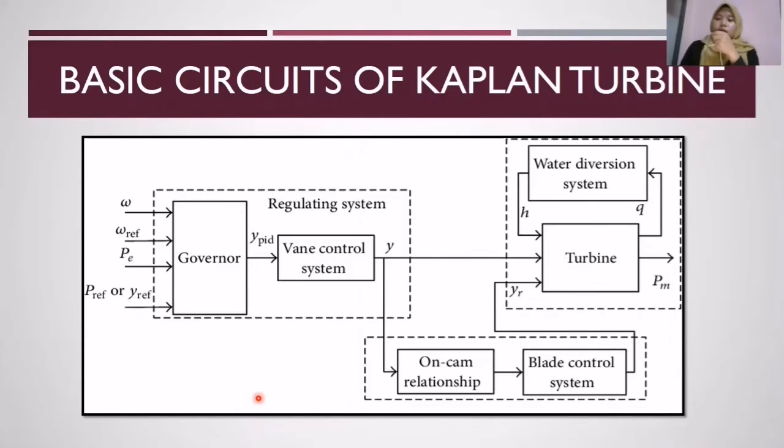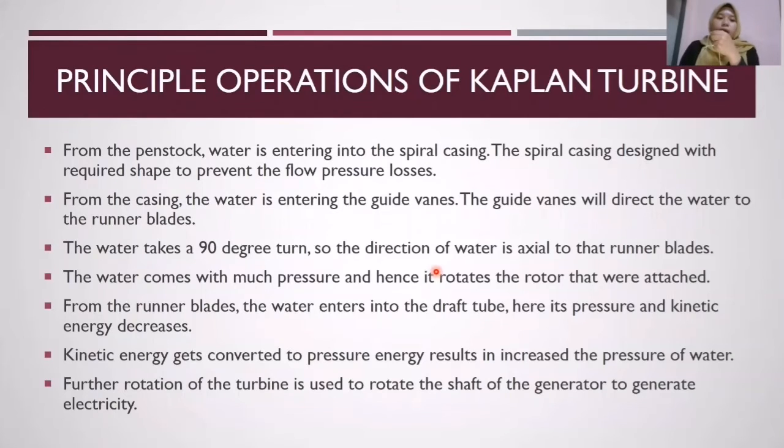Next is the basic circuit of Kaplan turbine. This is a regulating system of Kaplan turbine, and this regulating system contains the mathematical models of the governor, the dual regulated vane control, the water division system, and the blade control system and turbine.